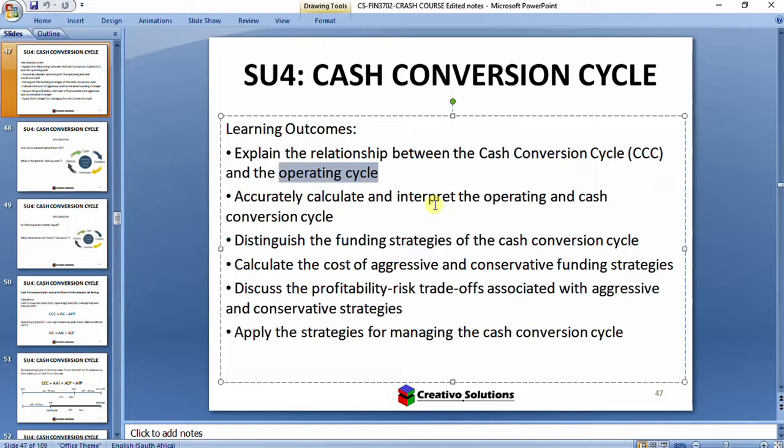They also give you questions relating to the aggressive or conservative funding strategies, and then there's a discussion about profitability in terms of risk and the different trade-offs associated with the various strategies that you can implement when you're looking at a financial management consideration. Right, and then the last thing is obviously just to apply that in context. So you will see a long question on this. It always comes up. It also comes up in the shorter questions as well, where they might ask you to do a calculation and calculate the CCC, okay, cash conversion cycle.